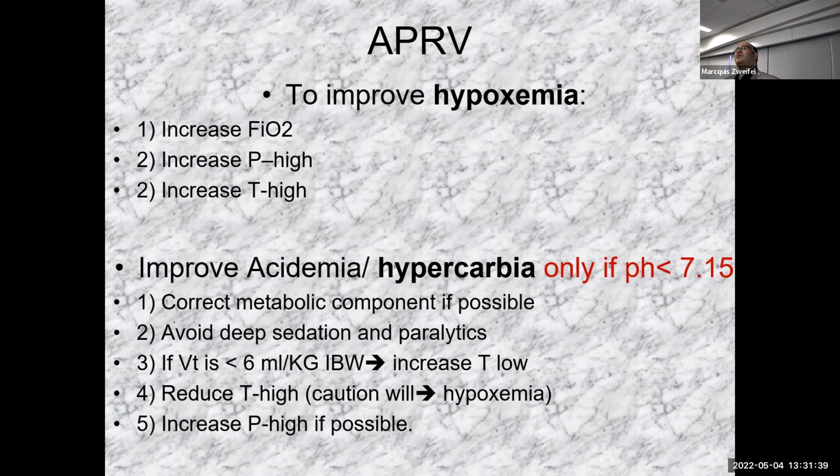So to improve hypoxemia on APRV, increase the FiO2, increase pressure high, increase time high. To improve acidemia or hypercarbia, only if your pH is below 7.15, correct the metabolic component if possible. Avoid deep sedation. If your tidal volume is less than 6 ml per kg, increase your time low and reduce the time high, but be careful, this will worsen your hypoxemia. You can increase the pressure high if possible. So if you really need to make the time high lower and you have room to increase the pressure high, you can increase the pressure high and reduce the time high, so you don't get significant changes.